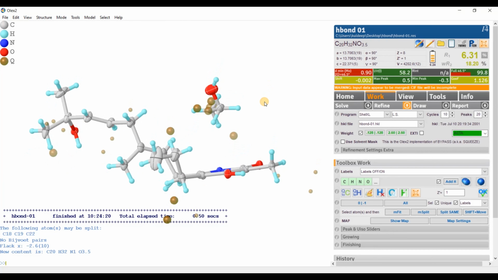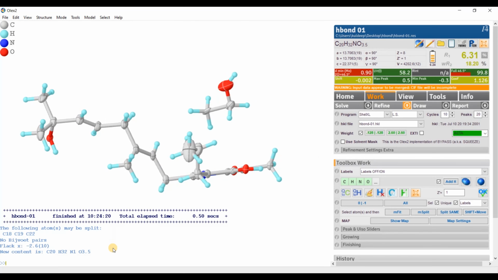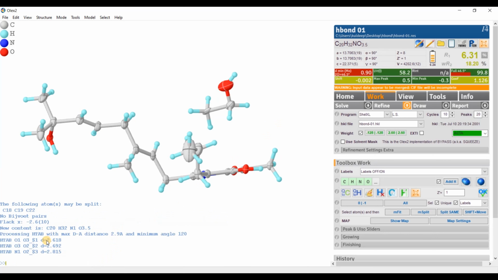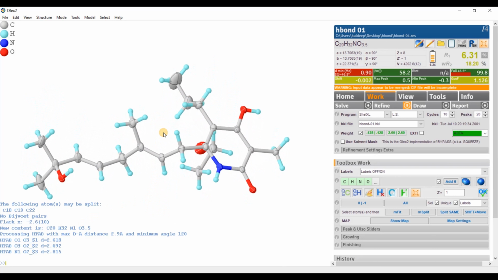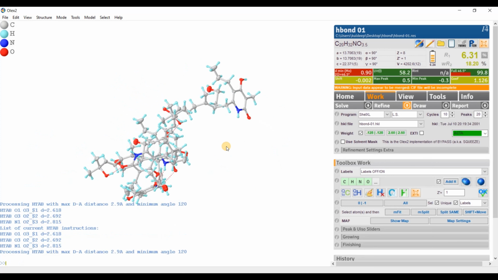So first put off the Q peaks by pressing Ctrl Q, and now type HTAB, and you can see the hydrogen bond with donor acceptor distance of 2.9 angstrom and minimum angle 120. It will search, and it found 3 hydrogen bonds here: O1 O3, O3 O2, and N1 O2. Okay, so now next step is to type HTAB, then minus G to show the hydrogen bond, and press enter. Now these are the hydrogen bonds.